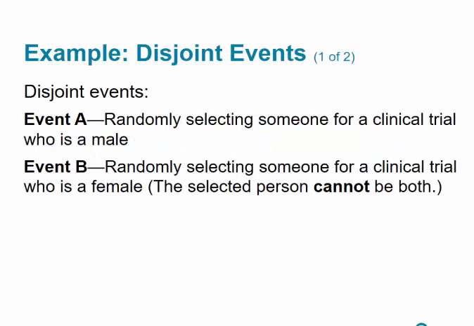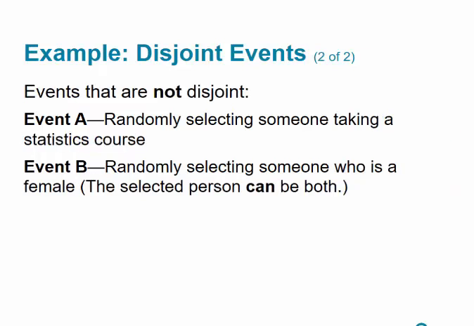So for disjoint events: event A, randomly selecting someone for a clinical trial who is male. Event B, randomly selecting someone for a clinical trial who is female. The selected person cannot be both. Now, events that are not disjoint: randomly selecting someone taking a stats course and randomly selecting someone who is a female.